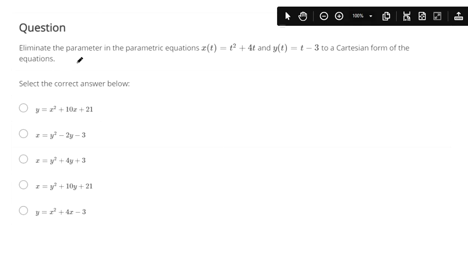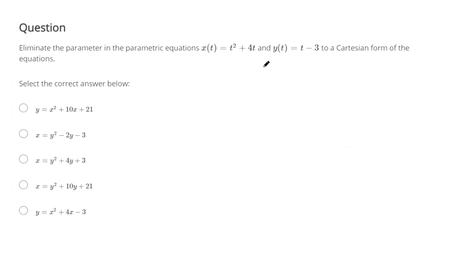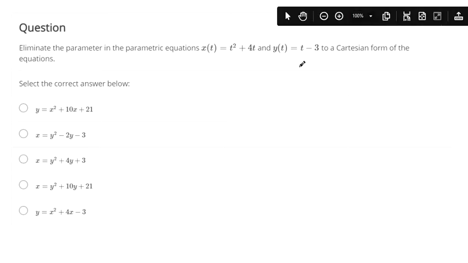So eliminate the parameter and the parametric equations. You've probably seen videos or done topics on this, different situations. This one is similar to a situation we had before where we want to get the variable t by itself. So I just added 3 to both sides over here. It's just going to be a bit of a longer substitution.